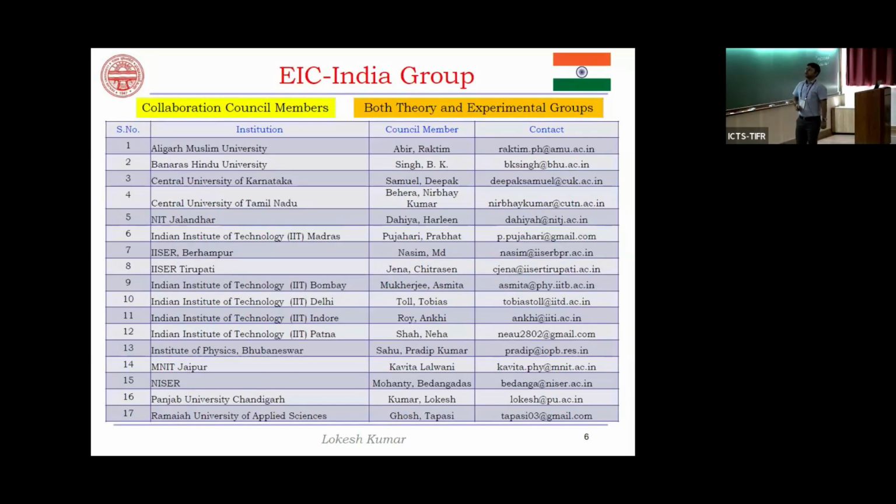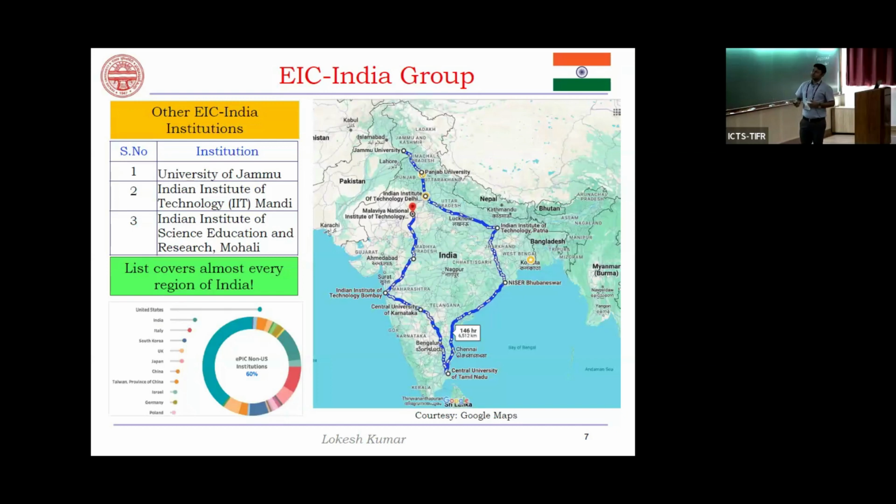So coming to the EIC India group, this list shows the current council members for the EPIC collaboration. About 17 groups are from India. These are the council members of EPIC, and this includes both theory and experimental groups. In addition, we have a few more groups which are not current council members, but are still part of EIC India. As you can see from this map, this list covers approximately the full region of India. So that's very interesting and important.